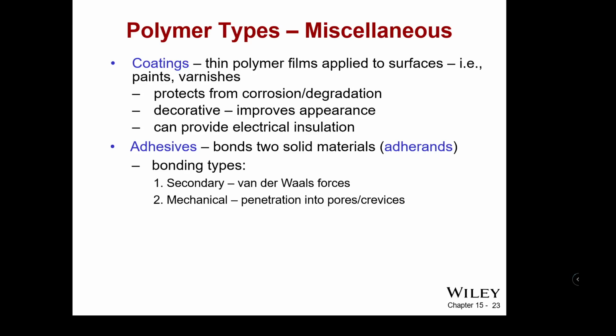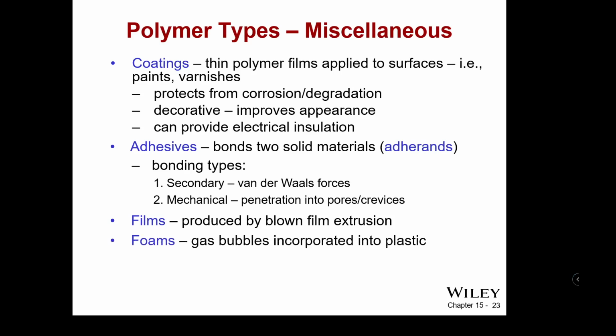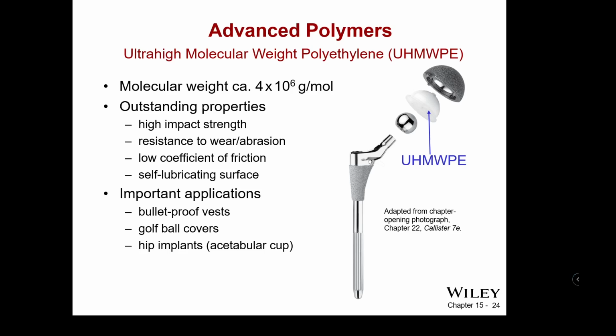You can also get mechanical types, so penetrating into the pores and crevices. That's where something like a liquid nail type material is going to form a more mechanical kind of bond as it cures. It penetrates down into pores and then locks in to hold on. Films are typically made by blown extrusion. Foams are gas bubbles incorporated into plastic that they polymerize.